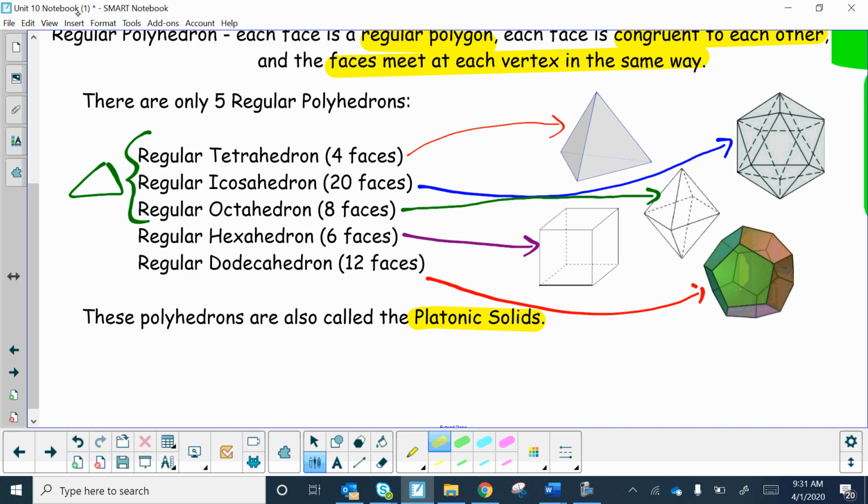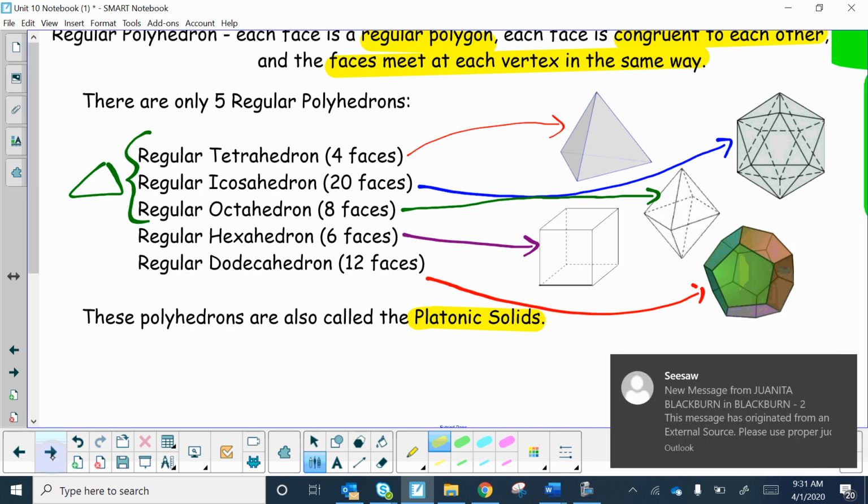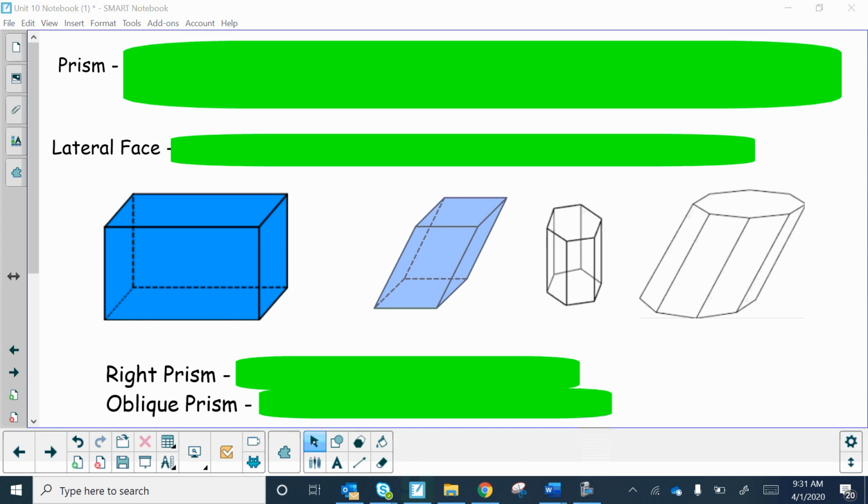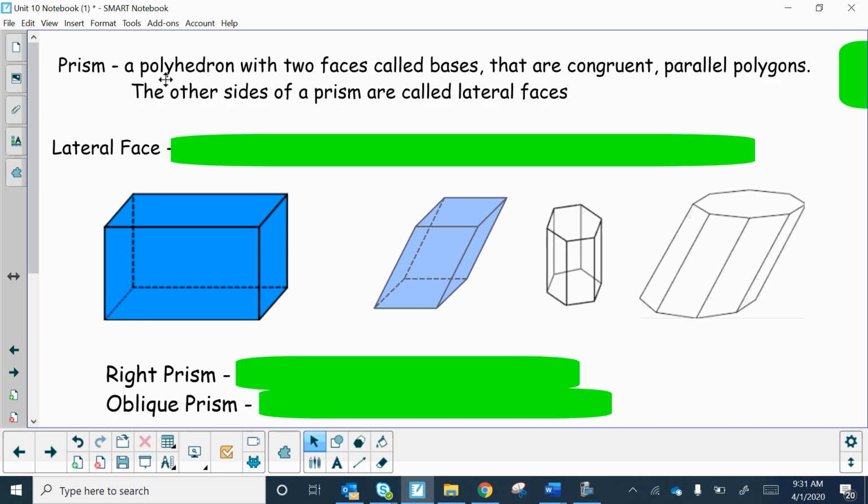All right, let's go to the next slide. So here's the word prism that I was talking about. So let's get into detail and write down a formal definition of what a prism is. So this is when you have a polyhedron with two faces called the bases. So that's an important detail of what a prism is. There's two faces and they're called the bases, okay?